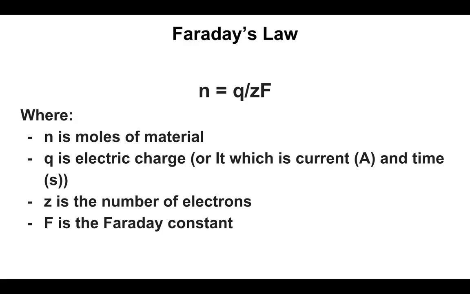So mathematically, Faraday's law is displayed here, where N is the moles of material, Q is the electric charge, which is sometimes shown as IT, where it represents the current multiplied by the time, if you're using I and T. And then Z represents the number of electrons. And F is, of course, Faraday's constant, if we were to use that.